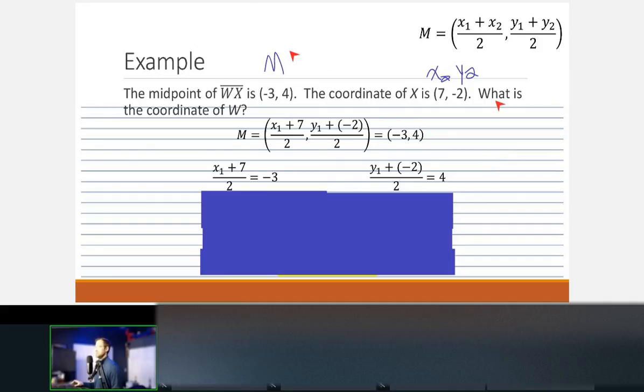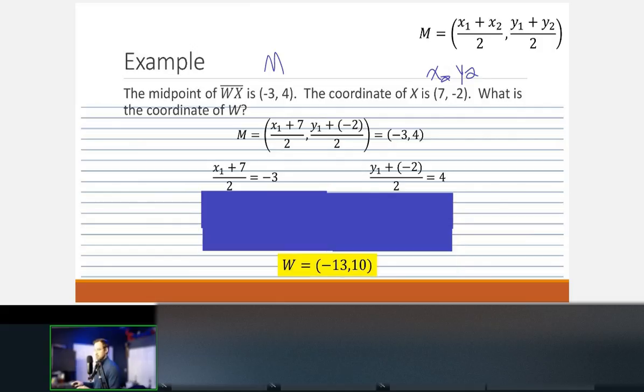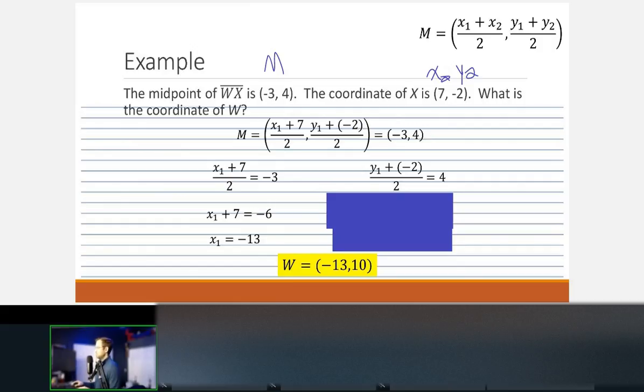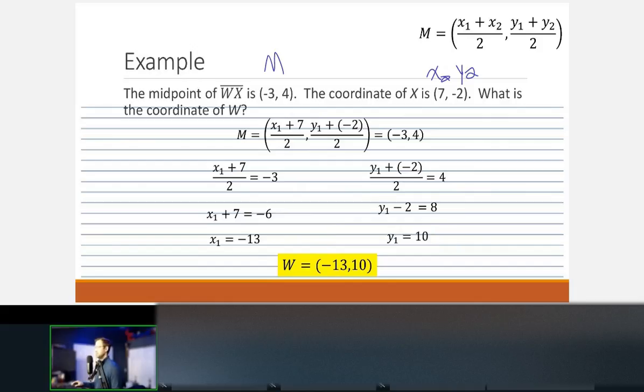Negative 13 comma 10. So that sounds right, I think. Yeah. If you're just curious on what I did, I cleared fractions by multiplying both sides by 2. And then we get this, and then we subtract 7 from both sides. So everyone should be able to do a 2-step equation. We did that in probably 7th or 8th grade. Same thing for this one. Multiply both sides by 2, and then add 2 to both sides. So it's a 2-step equation, and we get that. All right, all right.